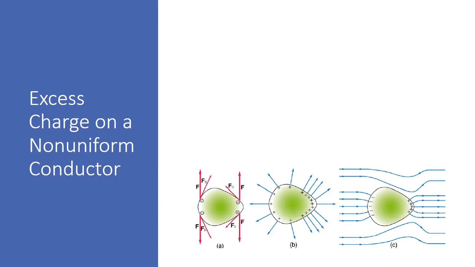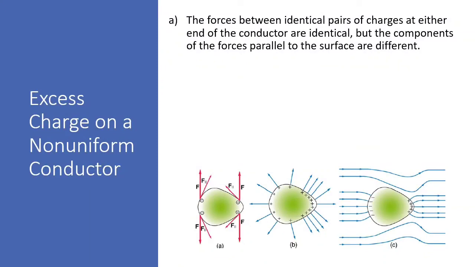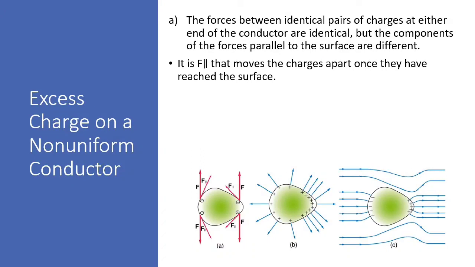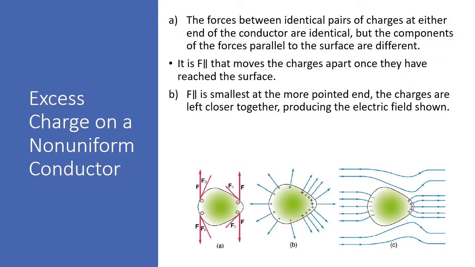So here is our non-uniform conductor in a field. In figure A, the forces between identical pairs of charges at either end of the conductor are identical, but the components of the forces parallel to the surface are different. It is F parallel that moves the charges apart once they have reached the surface. In figure B, F parallel is smallest at the more pointed end. The charges are left closer together, producing the electric field shown.